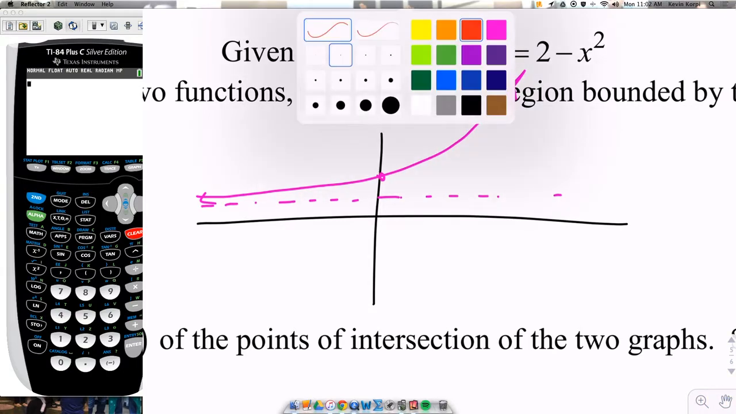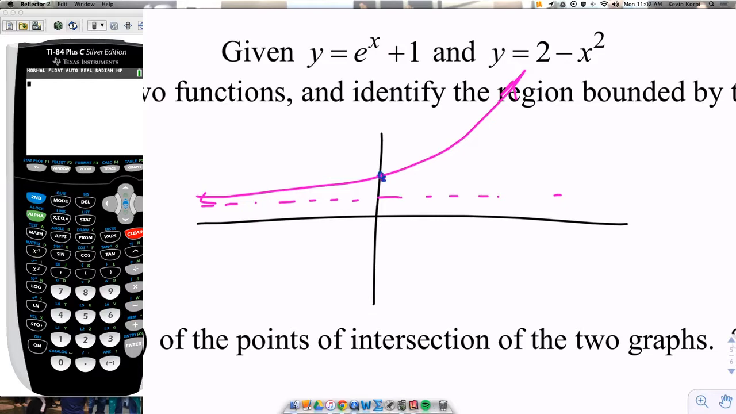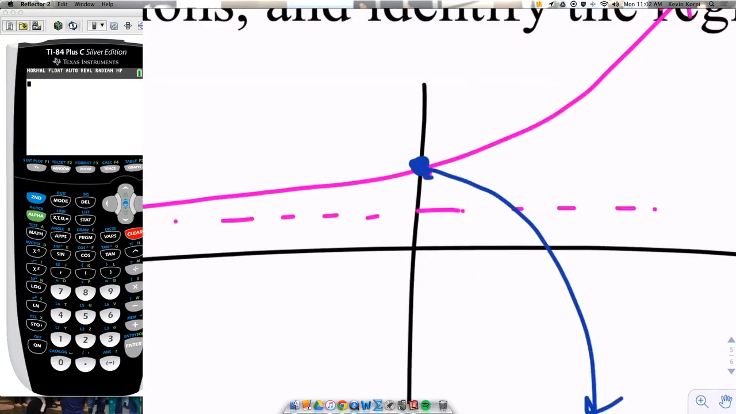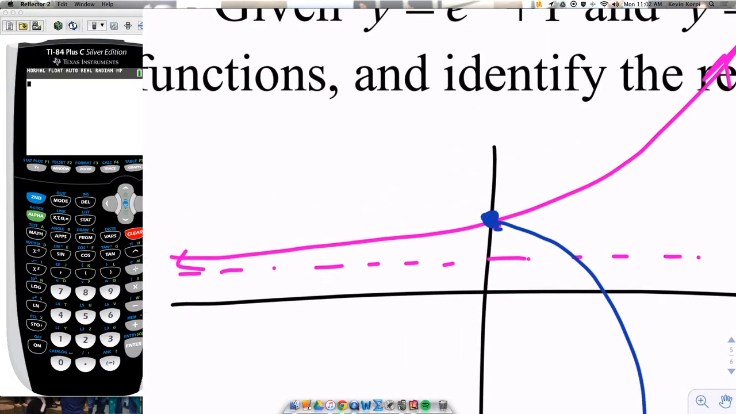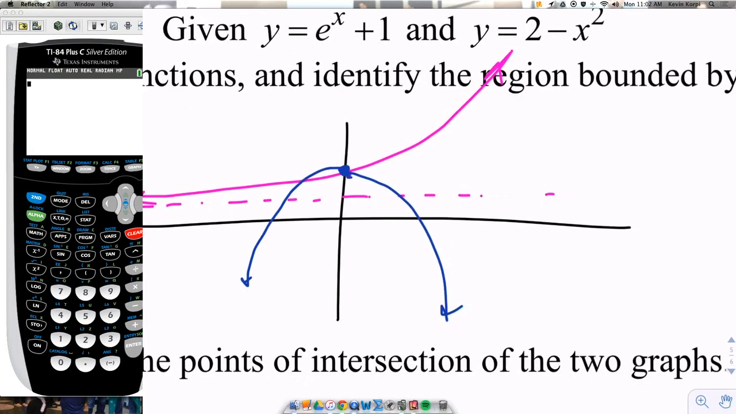That's the next function. It's 2 minus x squared. That's a parabola that has a vertex at 2, and it opens down. Now, when I go out to the right, it looks like that. What's going to happen as I go out to the left? Is it going to be above the curve immediately to the left? Looks something like that, right?